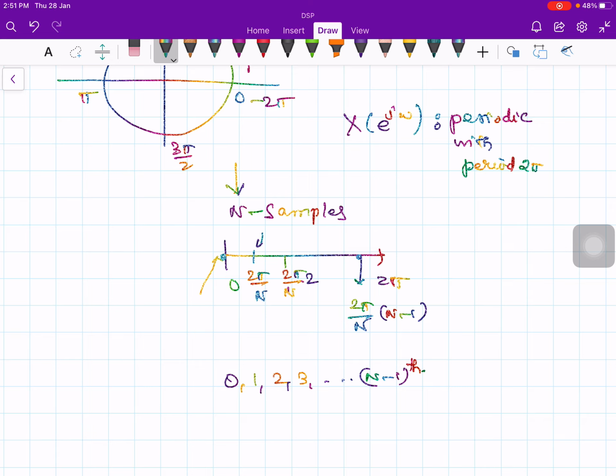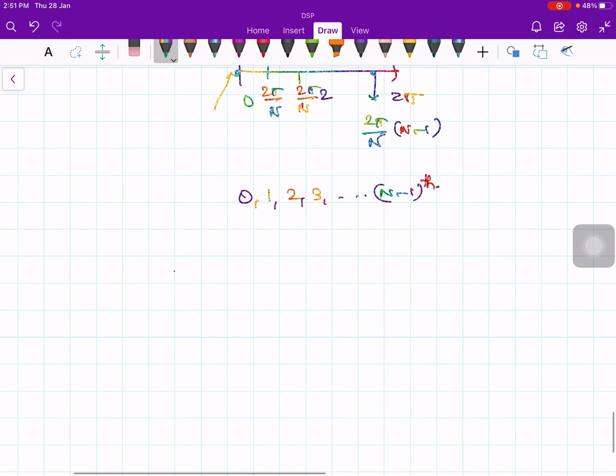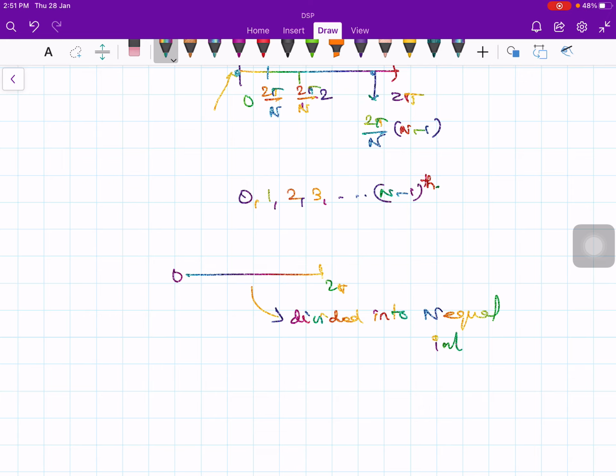So within one period, if I take capital N number of samples, then I should take samples at every 2 pi by N. The range 2 pi we divide into N equal intervals. So this 0 to 2 pi is divided into N equal intervals.